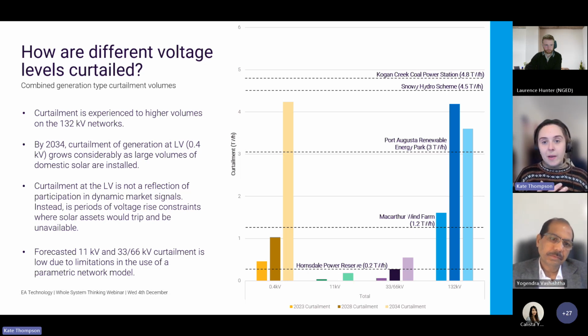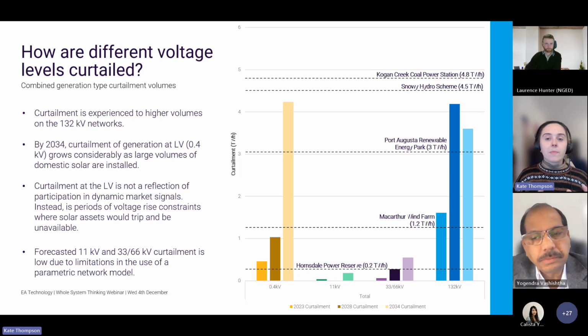What it is worth talking about here is that where we talk about LV curtailment, we're not talking about generators responding to A&M signals. We're saying that the network would reach volt rise constraints and the assets would trip off and therefore be unavailable to the network.